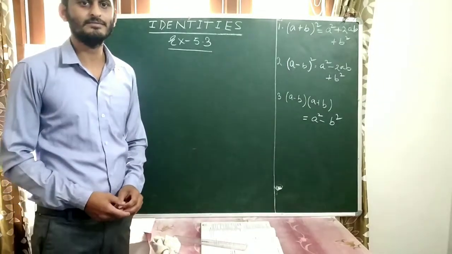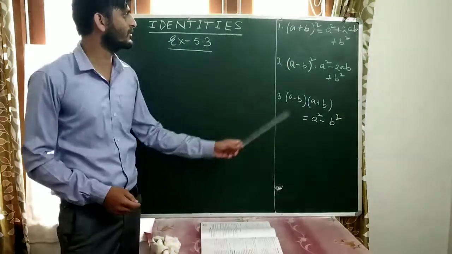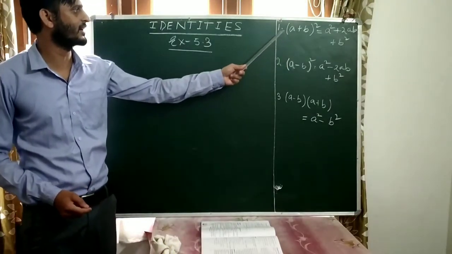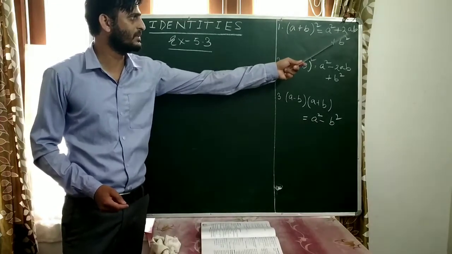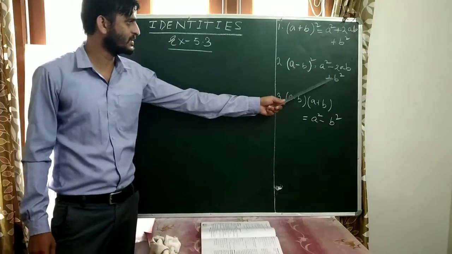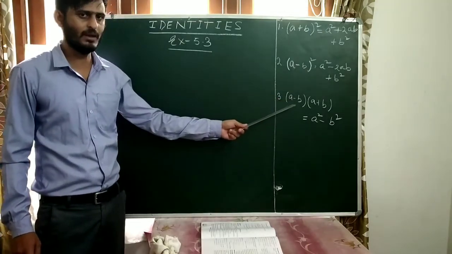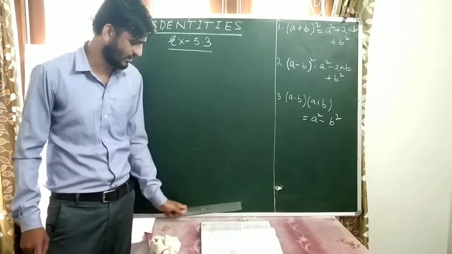Hello students, in today's video we will discuss the use of these three identities. Identity number 1: (a plus b) whole square equals a square plus 2ab plus b square. (a minus b) whole square equals a square minus 2ab plus b square. And the third one: (a minus b) multiplied with (a plus b) equals a square minus b square.